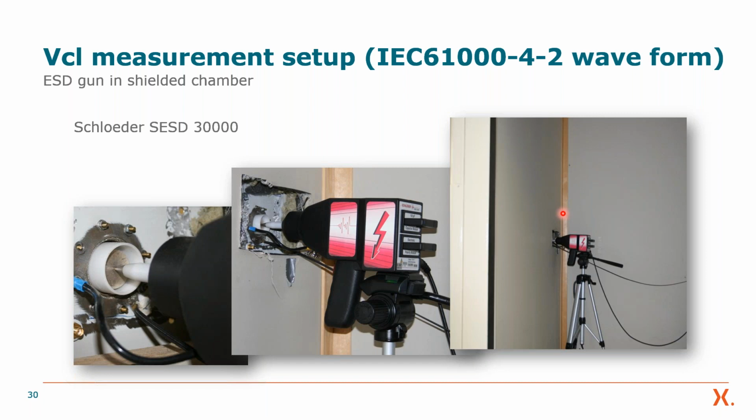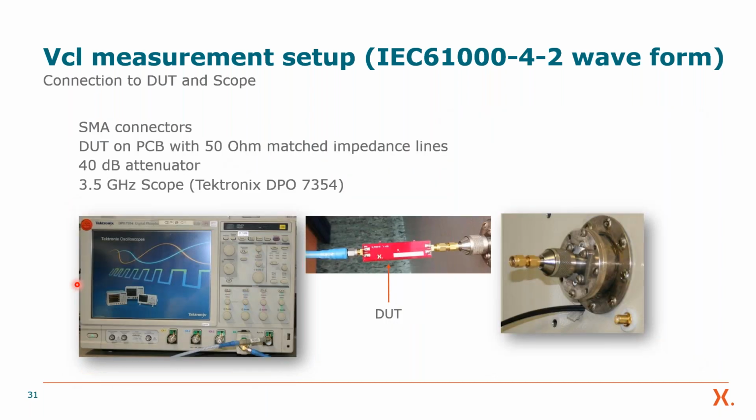Here, an example is this shielding chamber. We cut a hole in the side, and here is a small target where the ESD gun is shooting at. Here, this short cable is the ground connection. And on the other side, you have an outlet with an SMA connector. And here we have a test PCB with a 50 ohm transmission line. In the middle, there's the device under test, and then we connect our scope.